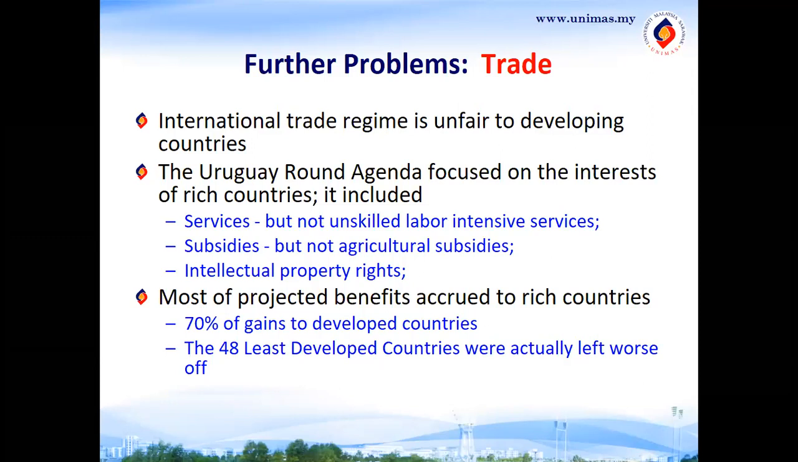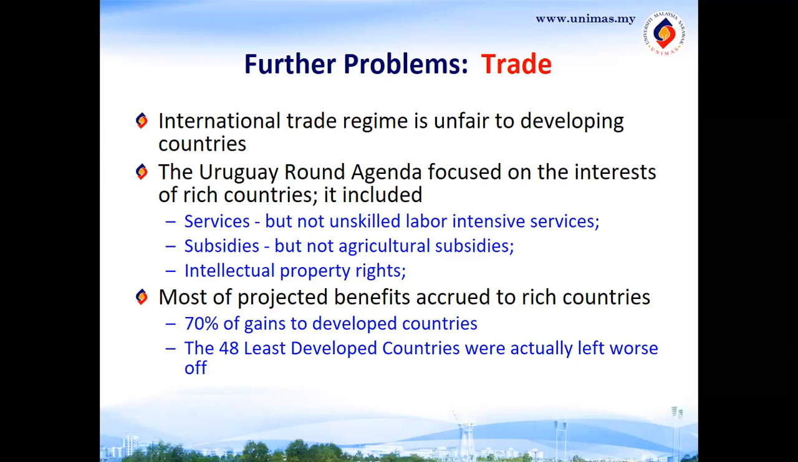So in terms of services, for example, they provide services but not skilled labor intensive services. In terms of subsidies also, they do provide subsidies, ya, negara besar, negara maju, but not agriculture subsidies, which many of the poor countries are still dependent on. And also the issue of intellectual property rights among developing nations. So the rights are still very much owned by the developed nations. Right? So most of the projected benefits go to the rich countries.